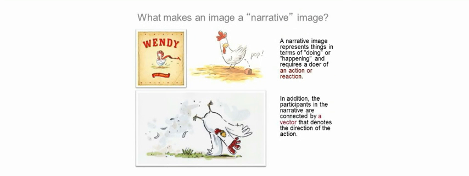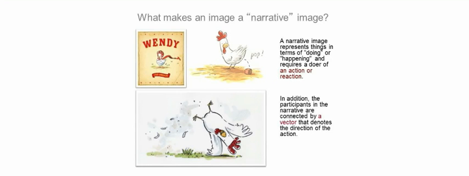So here we have some narrative images from the book Wendy. In the top picture, the chicken lays an egg, but the egg is square. That's doings and happenings. It requires an action to be happening. In the image at the bottom, Wendy's doing a cartwheel. So that's also something happening.